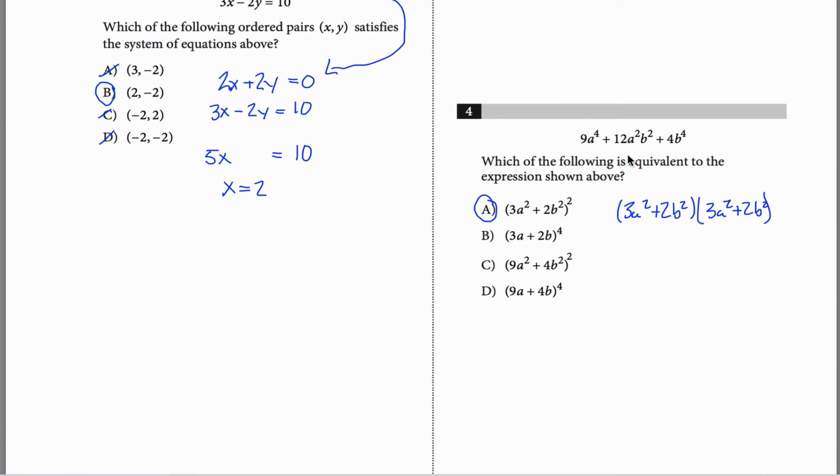They do. But the reason I want to talk about it like that is to think about, for example, C. You'd have to FOIL that out. You take 9a squared plus 4b squared and square that thing, aka multiply it by itself.